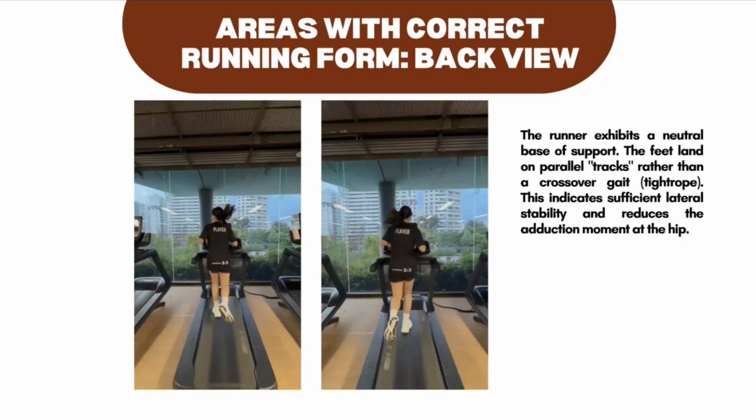From the back, you can see that I exhibit a neutral base of support, where my feet land on parallel tracks rather than a crossover gait, which is like a tightrope. This indicates sufficient lateral stability and reduces the hip adduction moment at the hip.